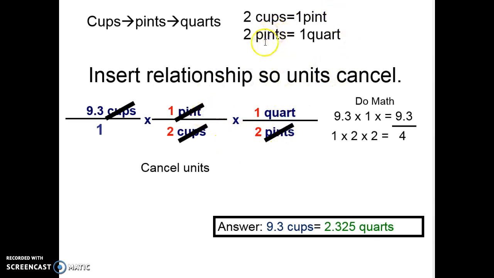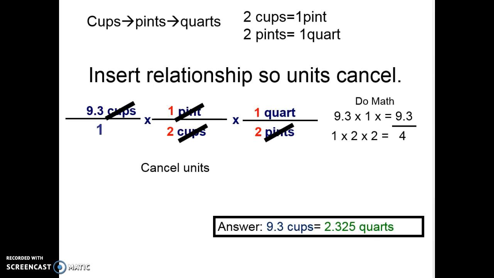I have one more step. I still have to go from pints to quarts. So pints was on top here, pints is now on the bottom, quarts goes on top. Again, you fill in your values. 2 pints equals 1 quart. Then again, you can cancel out the pints units, and then you multiply all the numbers across the top. So 9.3 times 1 times 1 is 9.3. 1 times 2 times 2, you multiply all the numbers on the bottom, is 4, and then you divide those two values. So 9.3 divided by 4 gives you about 2.33 quarts, which is the same thing as 9.3 cups.